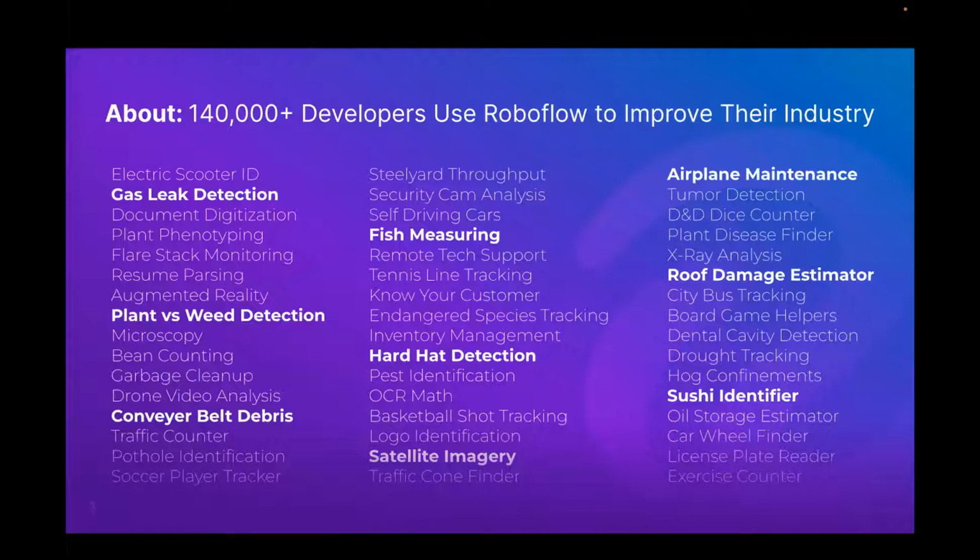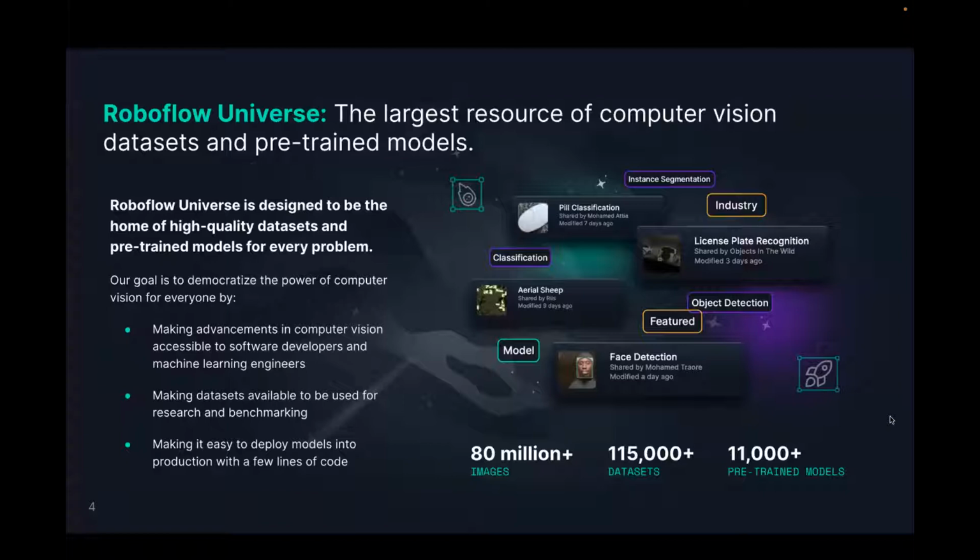And the 140,000 developers, that's talking about the core SaaS app. So Roboflow has two entities. We have the Roboflow platform, which is our core app. And then we have a second entity, which is an open source, open community entity called Roboflow Universe. So what is Roboflow Universe? It's the largest resource of computer vision models, projects, and datasets out there today.